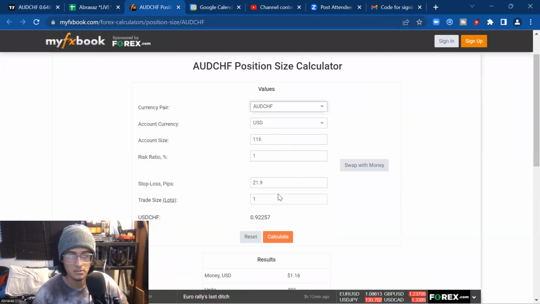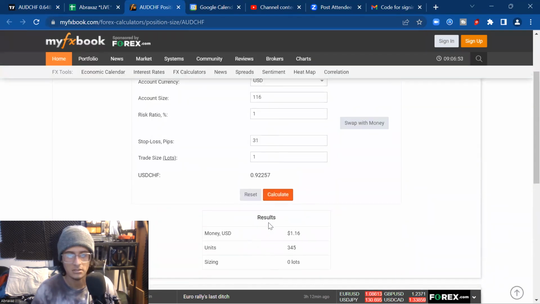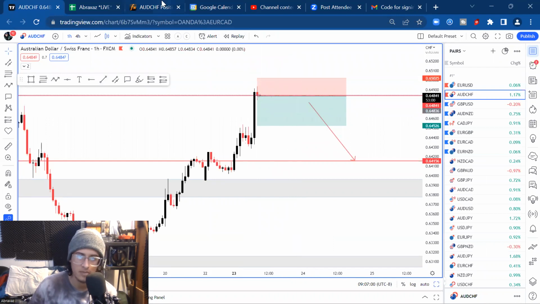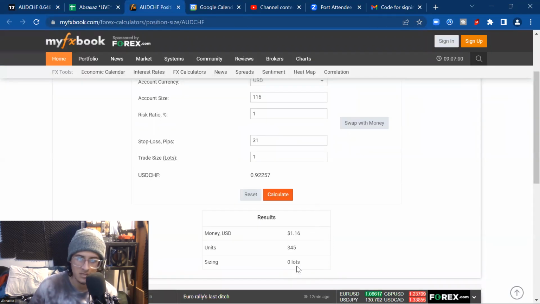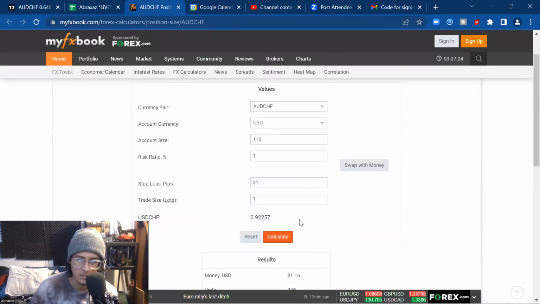31 pips. Actually, no, no, no. I should keep using this because sometimes the ratio can get... Oh, see, zero lots. Yeah, okay. Even with the potential 30 pip profit, it still gives me zero just because the account is so small.